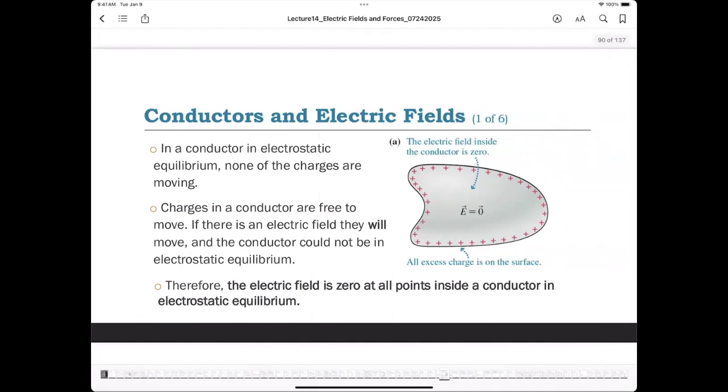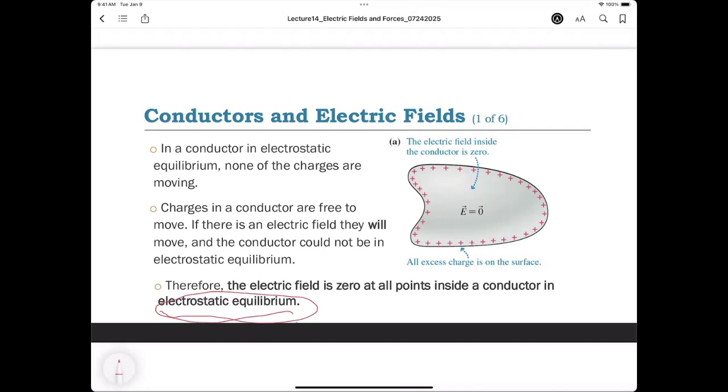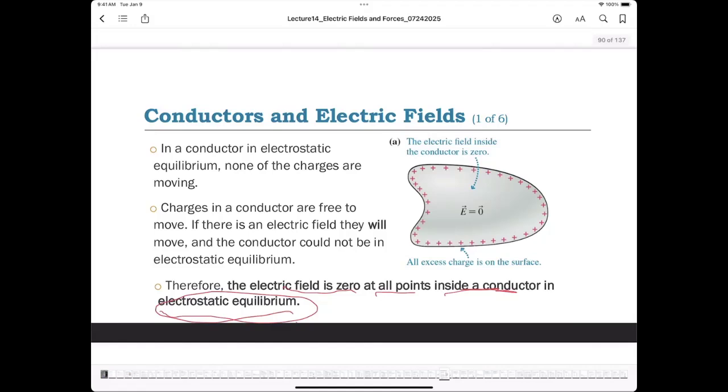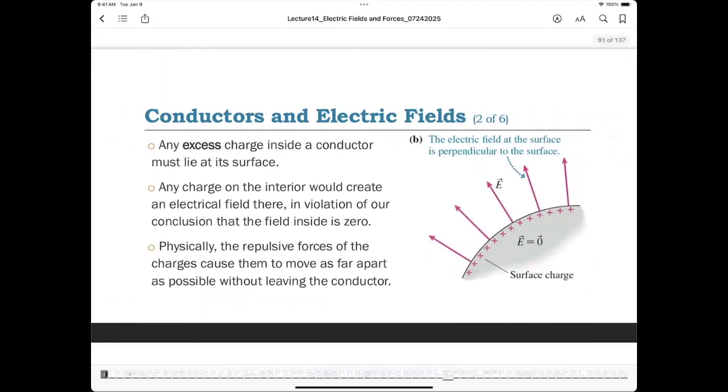If there is an electric field, they will move, and the conductor could not be in electrostatic equilibrium. Therefore, the electric field is zero at all points inside a conductor in electrostatic equilibrium. This is just some definition, some observation after many labs or experiments.